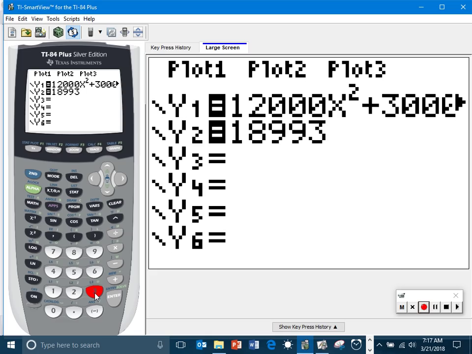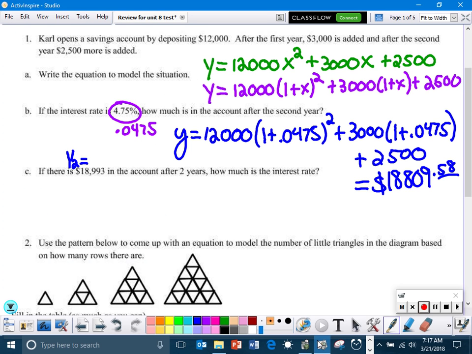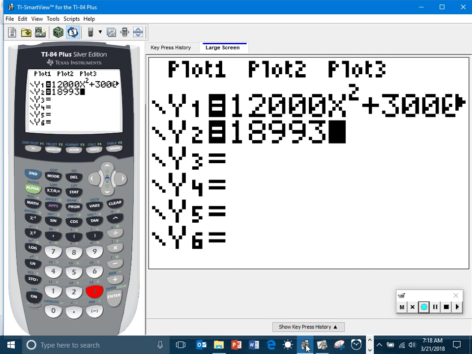Okay, now remember, we need to change our window. To make our window work, we're going to have to change the Y maximum. The Y maximum needs to be bigger than 18,993. So I'm just going to change that to 20,000. All right, so back to the calculator. We've got to go to the window.